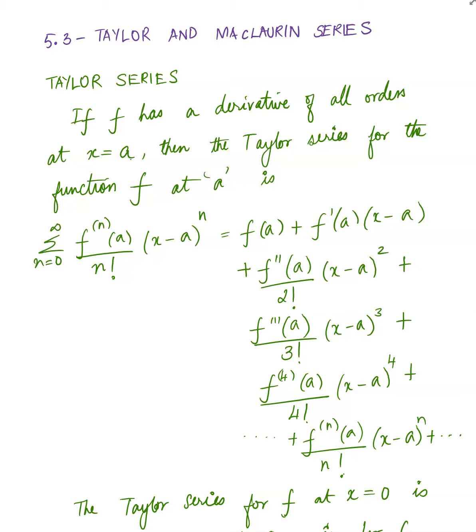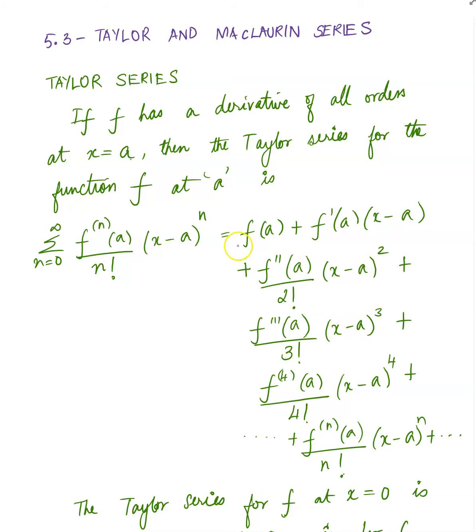If f has a derivative of all orders at x equals a, just understand that all orders means all derivatives: first derivative, second derivative, third derivative, nth derivative, and so on. If f has all those derivatives at x equals a, then the Taylor series for the function f at a is given to be the summation of f of nth derivative of a over n factorial times x minus a to the power n.